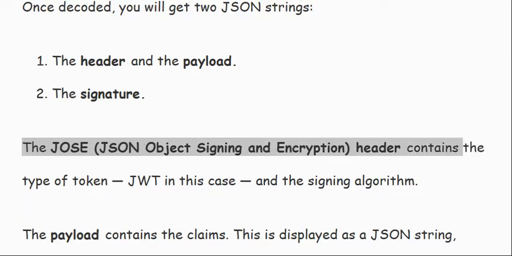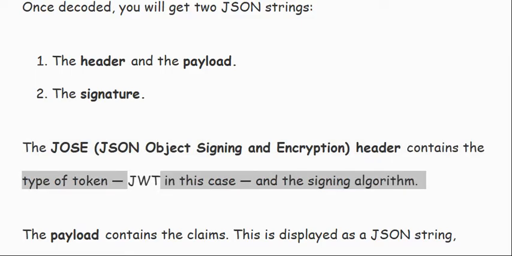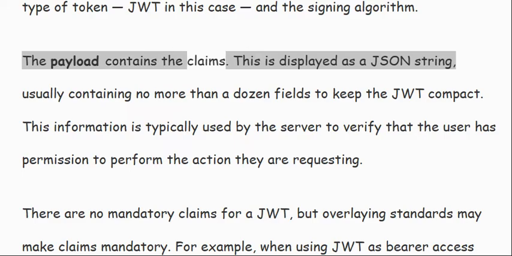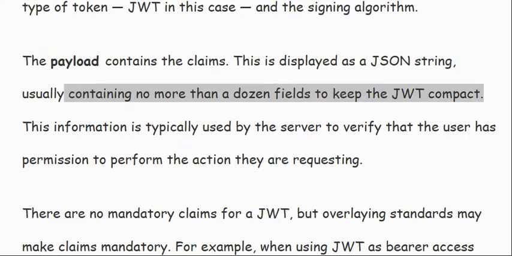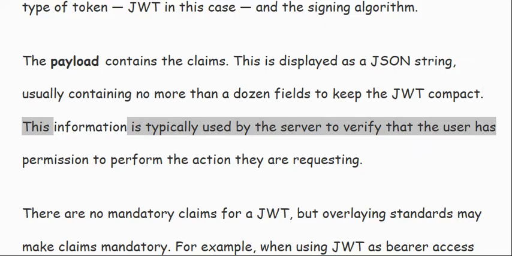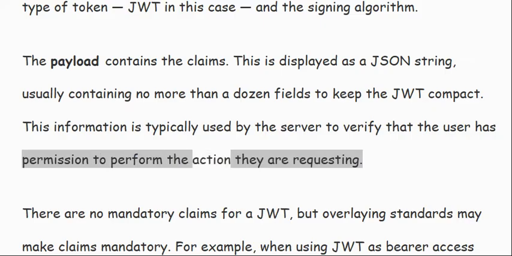The JOSE (JSON Object Signing and Encryption) header contains the type of token, JWT in this case, and the signing algorithm. The payload contains the claims. This is displayed as a JSON string, usually containing no more than a dozen fields to keep the JWT compact. This information is typically used by the server to verify that the user has permission to perform the action they are requesting.